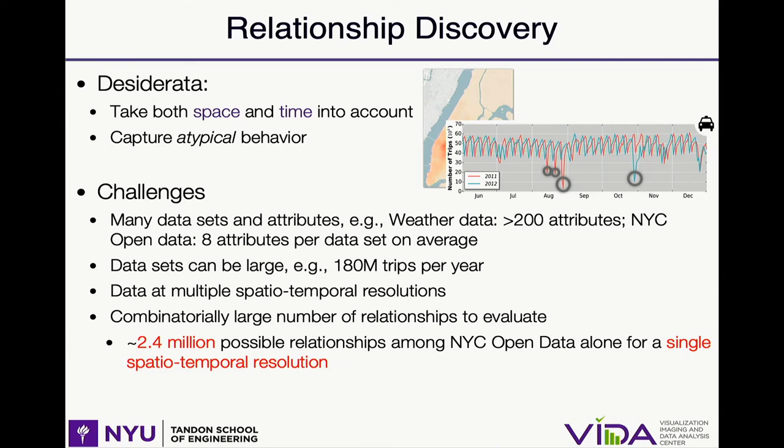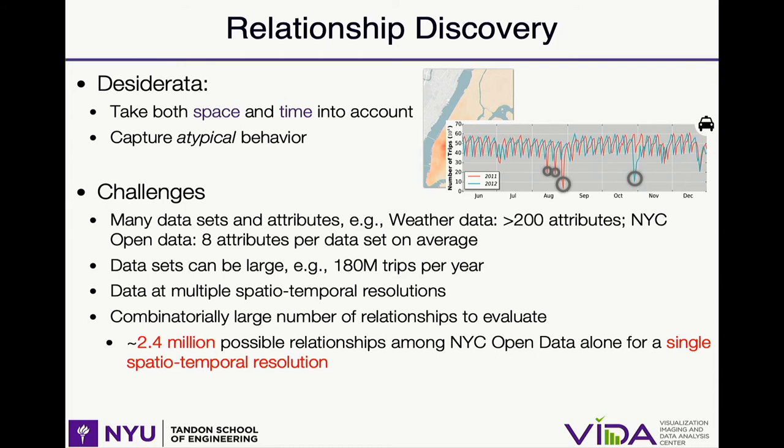And if you just look at the different potential relationships between all the attributes, you end up with a combinatorially large number of relationships to evaluate. Just to give you an idea, if I consider a single spatial temporal resolution using 300 data sets from NYC Open Data, there are about 2.4 million possible relationships. So how should we address this problem? How can we find meaningful relationships?